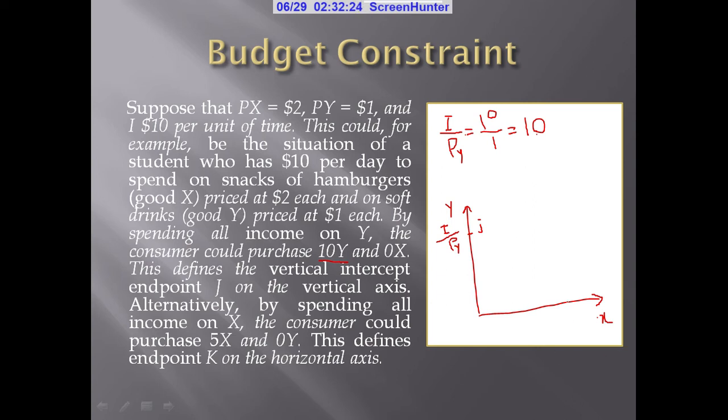Similarly, if the consumer is only consuming commodity X, keeping the consumption of Y equal to 0, it will show your X-intercept, I. Total income, that is 10, divided by the price of X, that is 2. It means we have here 10 divided by 2 equals 5.